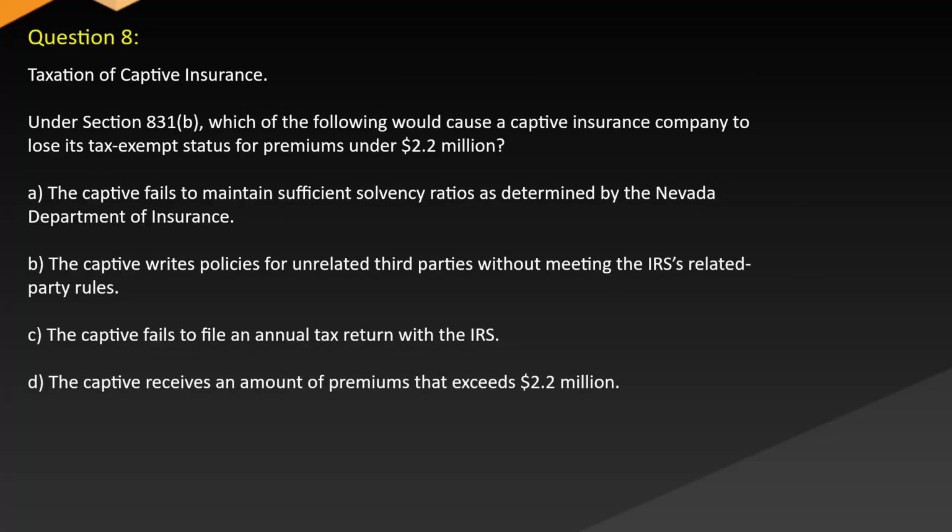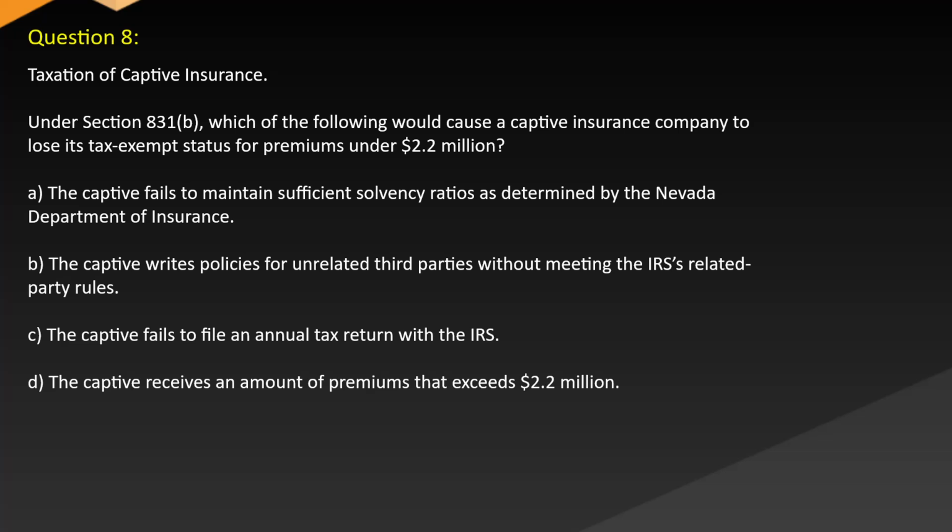Question 8. Taxation of captive insurance. Under Section 831(b), which of the following would cause a captive insurance company to lose its tax-exempt status for premiums under $2.2 million? A. The captive fails to maintain sufficient solvency ratios as determined by the Nevada Department of Insurance.